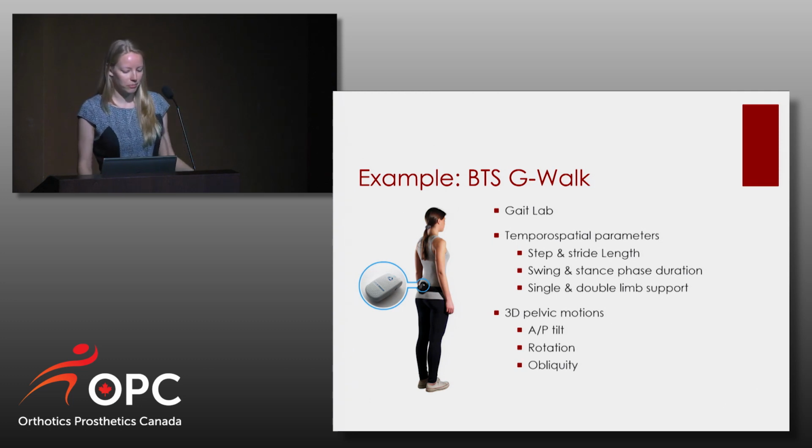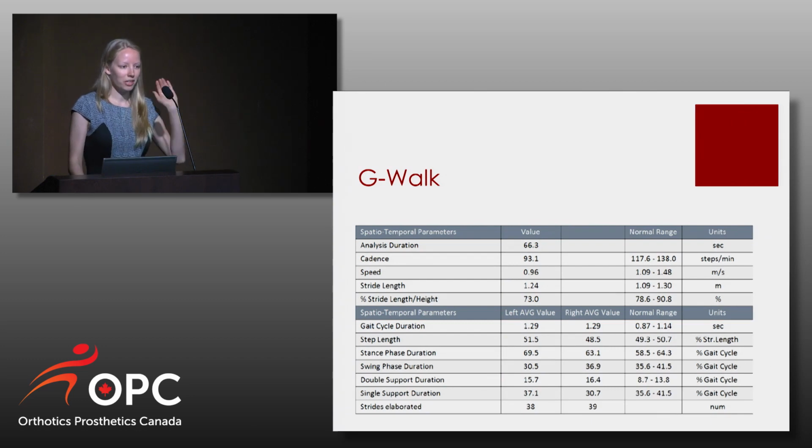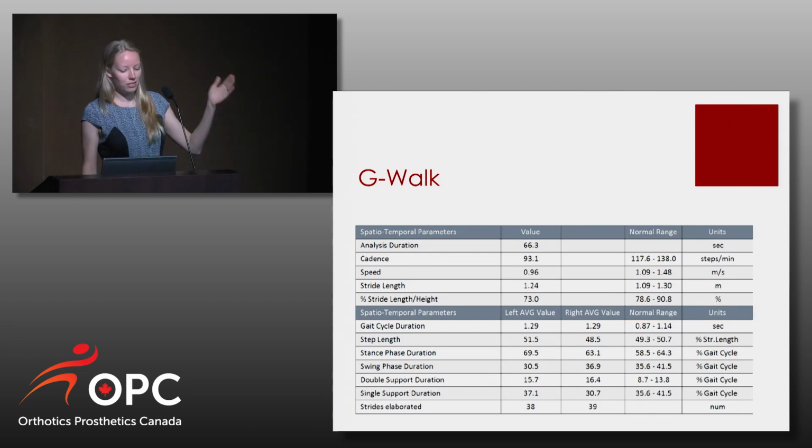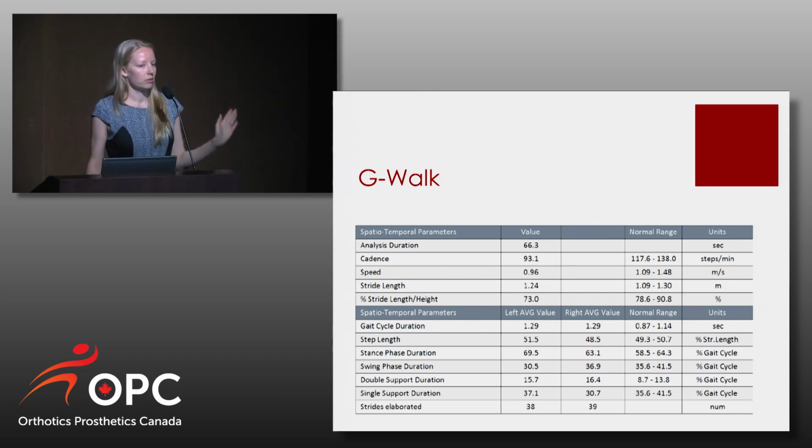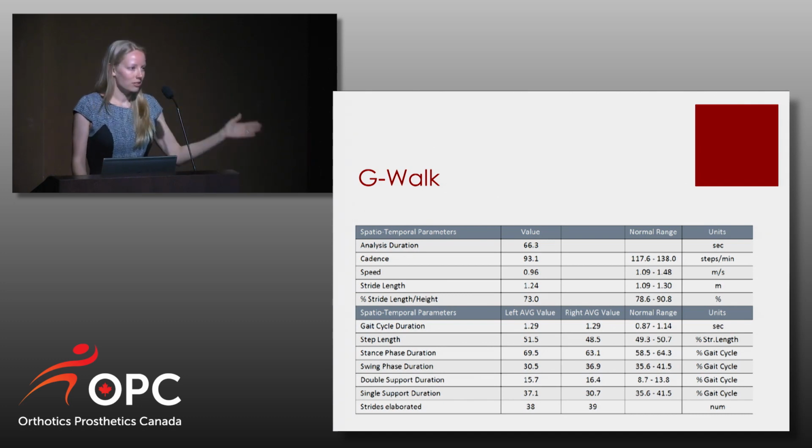So here's another example for you. Can anybody tell me anything from looking at this data, anything about this patient? You can see the first column tells you what it's measuring, the second column tells you the value, and then two columns over tells you the normative range for people. And this is without wearing a prosthesis. So just take a quick look at these numbers and tell me if anything sticks out to you.